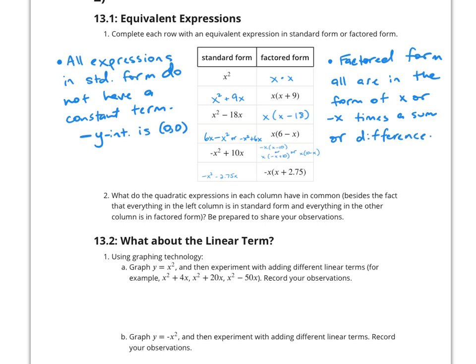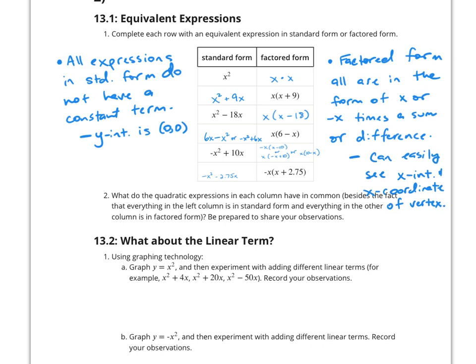So now if we ask ourselves to make a prediction on the features of the graph based on this information, we can easily see what the x-intercepts are going to be, and then from that we can see what the x-coordinate of the vertex will be. So we can easily see the x-intercepts and the x-coordinate of the vertex.